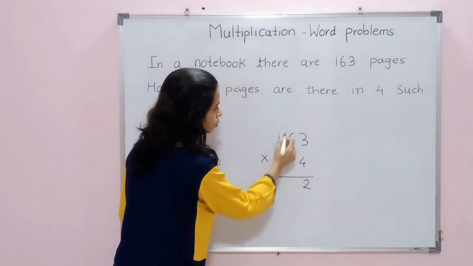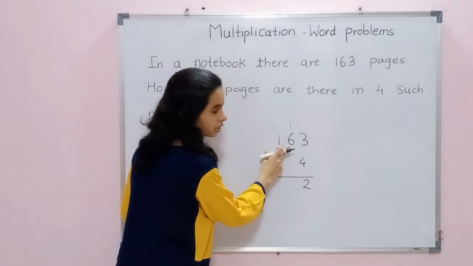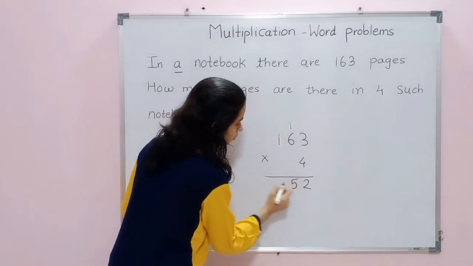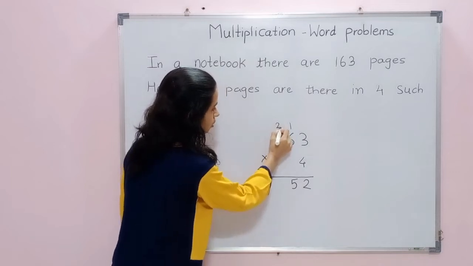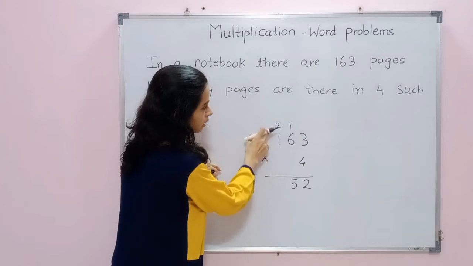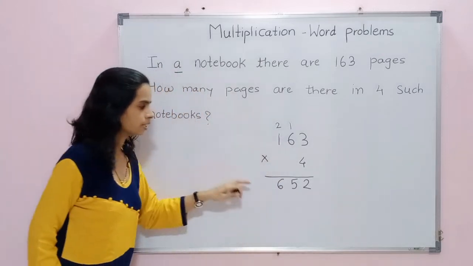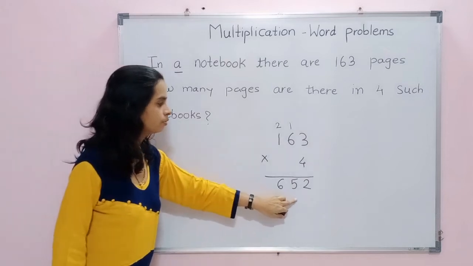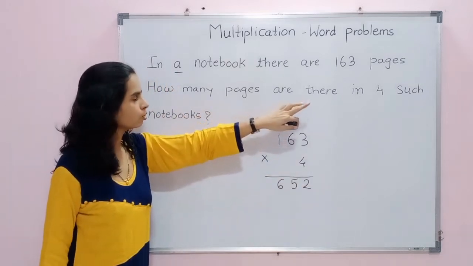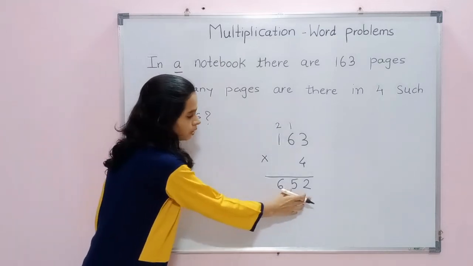We will write here 2 and carry 1 here. 4 6s are 24 and 1 is 25. We will write 5 here and 2 will come here. 4 ones are 4 and this 2 we will get 6. So our answer is 652. Means in such 4 notebooks the pages are 652.